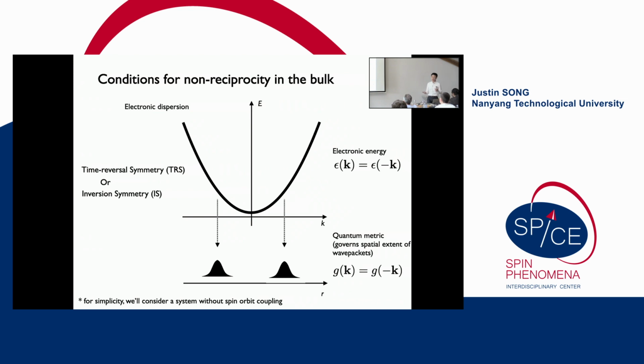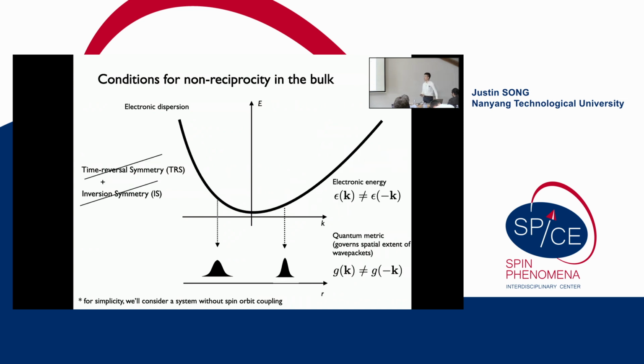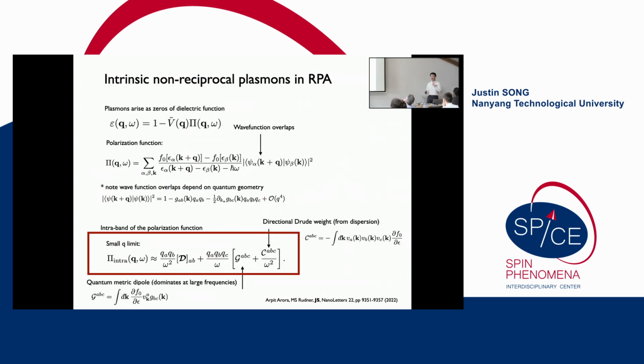Of course, the key point to note is that you have to break significant symmetries to actually get the quantum metric dipole. In particular, you have to break both time reversal and inversion symmetry to have different sizes of your wave packets on different sides, k and minus k. So you have to break both time reversal and inversion symmetry to actually see it. Very quick, 1 minute, I won't talk more about this.